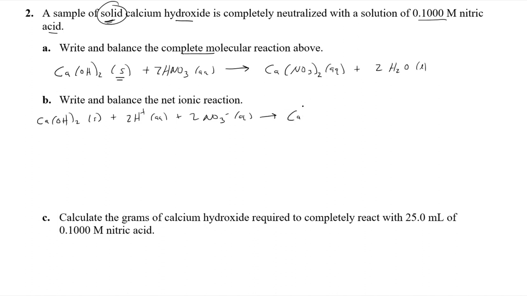So we've got a calcium 2+. That's aqueous. And looks like we've got 2 nitrates still. And that's aqueous. And then finally, the water, which is a pure liquid. We do not break up pure molecular liquids. There we go. Okay. So now we want the net ionic equation.